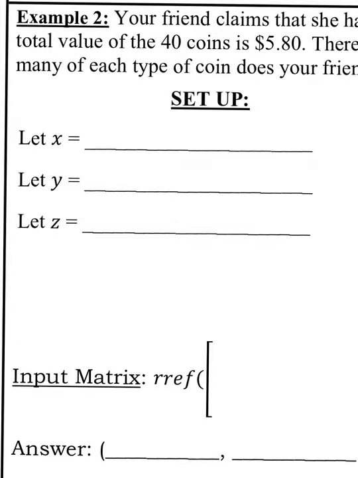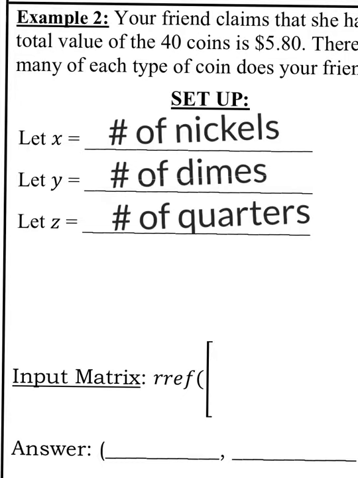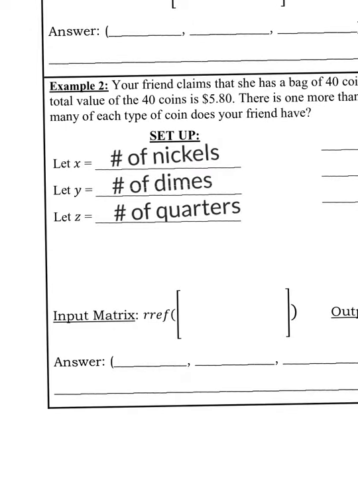So let's set up our variables. Clearly, we have 3 types of coins. We're looking for the number of nickels, number of dimes, and number of quarters. Since it mentioned nickels first, dimes second, quarters third, I made nickels x, dimes y, and quarters z. All right, now let's make our equations.